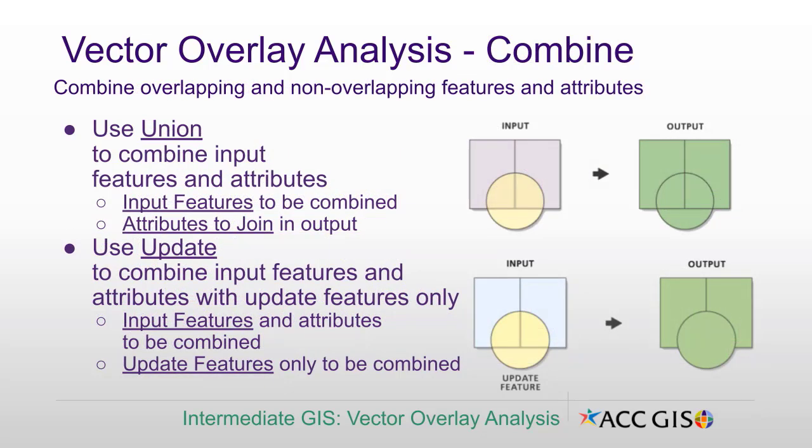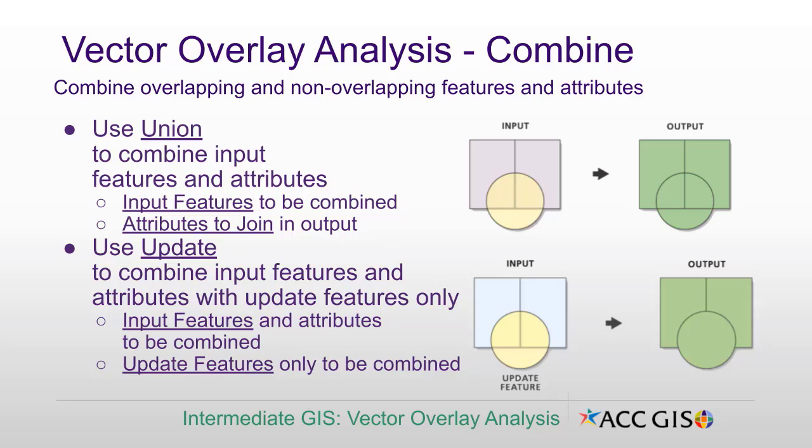There are also vector overlay analysis geoprocessing tools that we use to combine overlapping and non-overlapping features and attributes. And the most common version is union, in which we combine the input features and attributes. And so the input features are all the layers to be combined. And then we also include the attributes to join in the output. And there you can see in the diagram on the right, I've got my input features, and the output includes the intersection of everything, both the features and the attributes that I've selected.